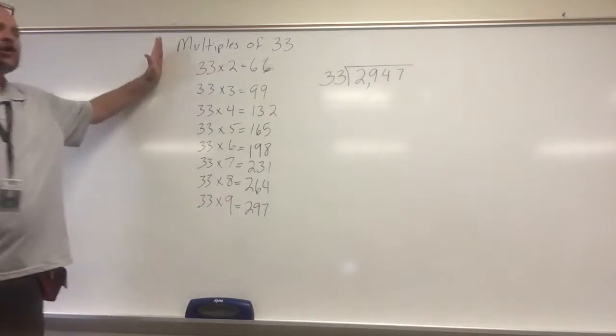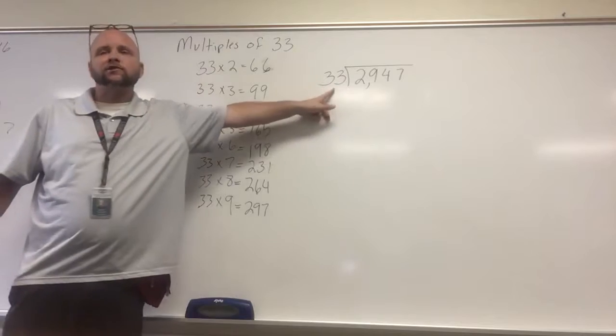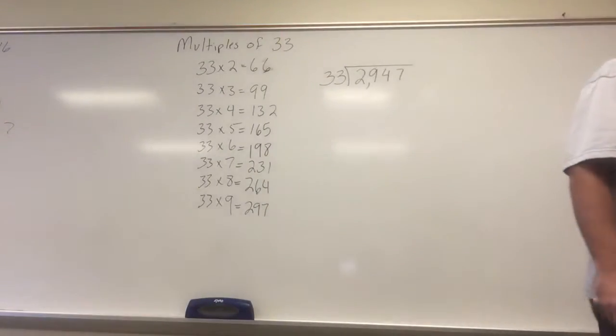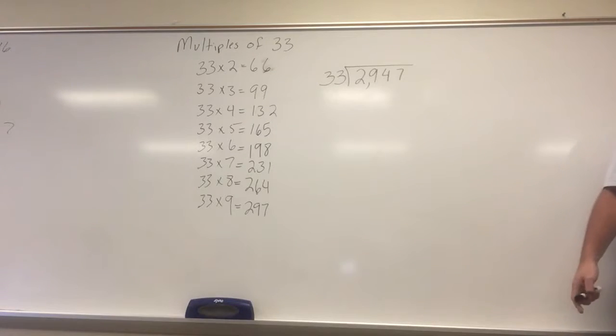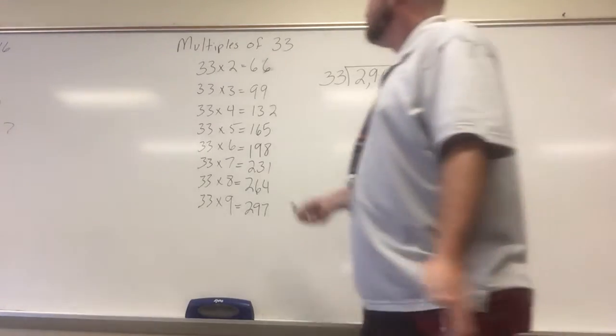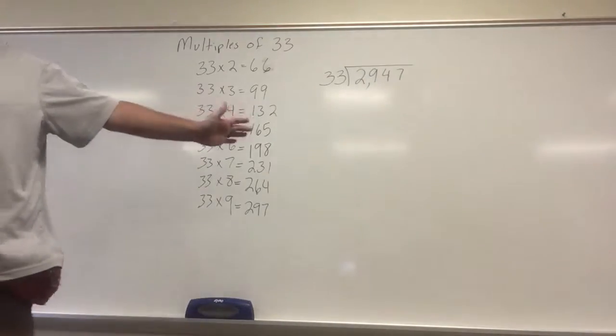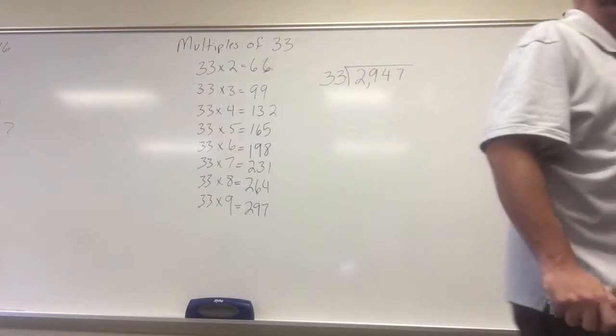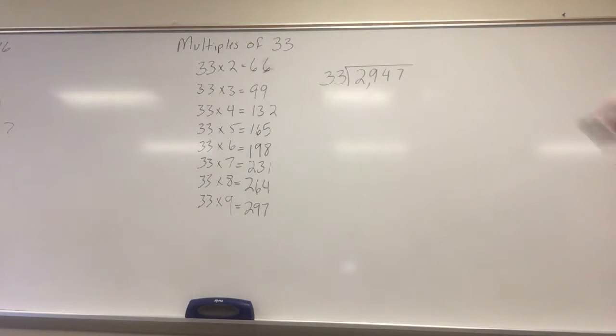Now if we write down the multiples of our divisor, which is the number that's outside the house, after that, all we have to do from that point on is subtract. Because we have everything that we're going to multiply by. Remember, we're only putting one number at a time in our quotient. So you only need to be able to multiply from 1 through 9.